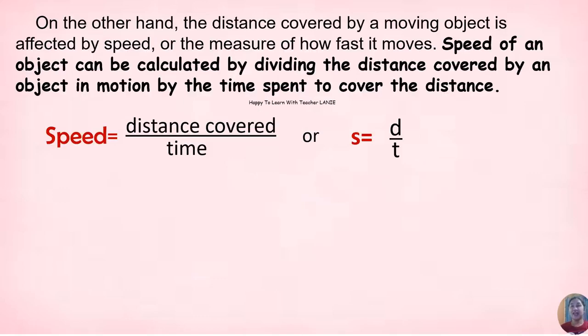On the other hand, the distance covered by a moving object is affected by speed, or the measure of how fast it moves. Speed of an object can be calculated by dividing the distance covered by an object in motion by the time spent to cover the distance. Speed equals distance covered over time, or S equals D over T.